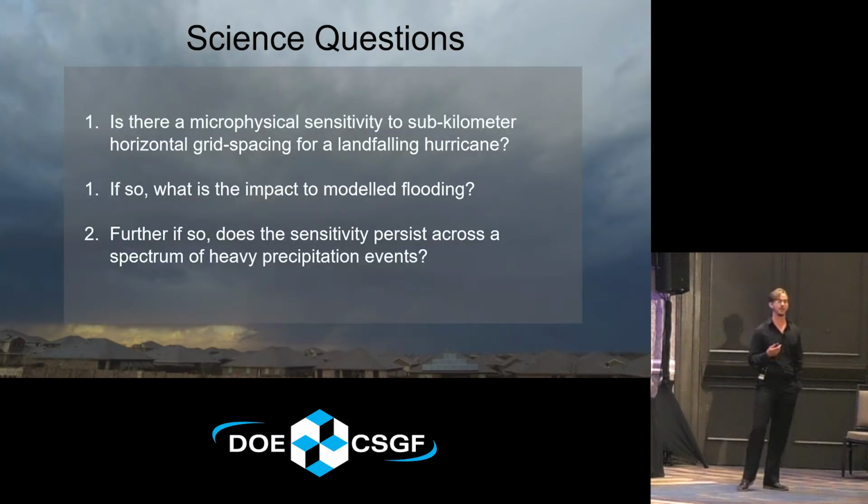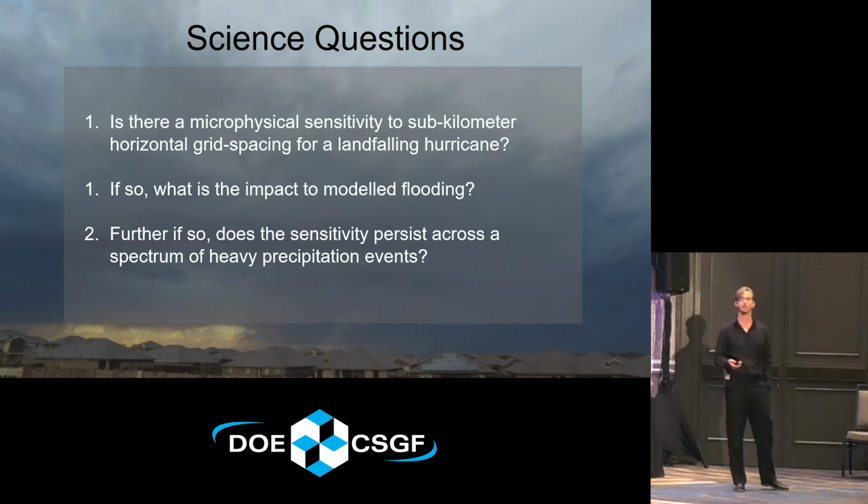The science questions that I've been evaluating so far are, first, is there a microphysical sensitivity to sub-kilometer grid spacing for a landfalling hurricane? This really has not been researched in the past, so it became something I was really interested in as I started my research. If that sensitivity does exist, then what is the impact to modeled flooding? And then finally, in the last year, as I've moved forward, I've asked, does this exist inside the hurricane only, or do we see similar behaviors across a spectrum of severe weather events? Again, this is something that has not been addressed in the past.